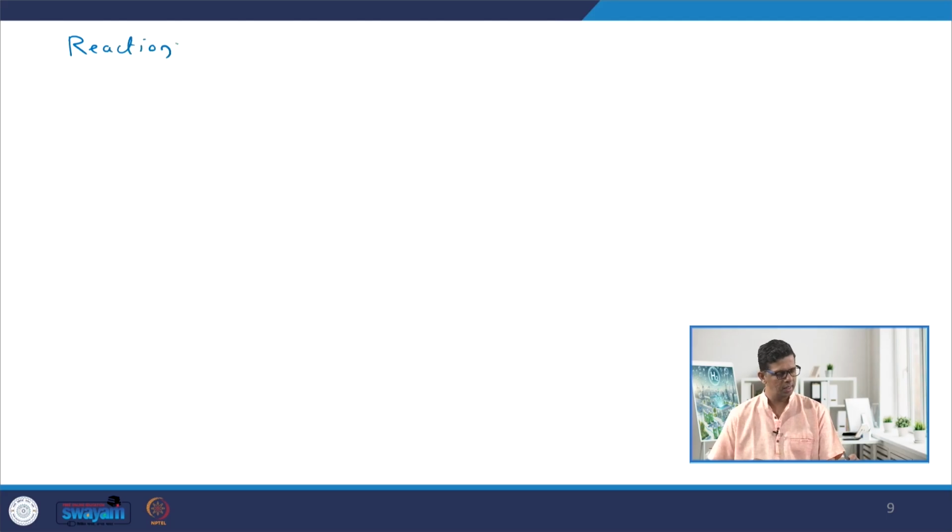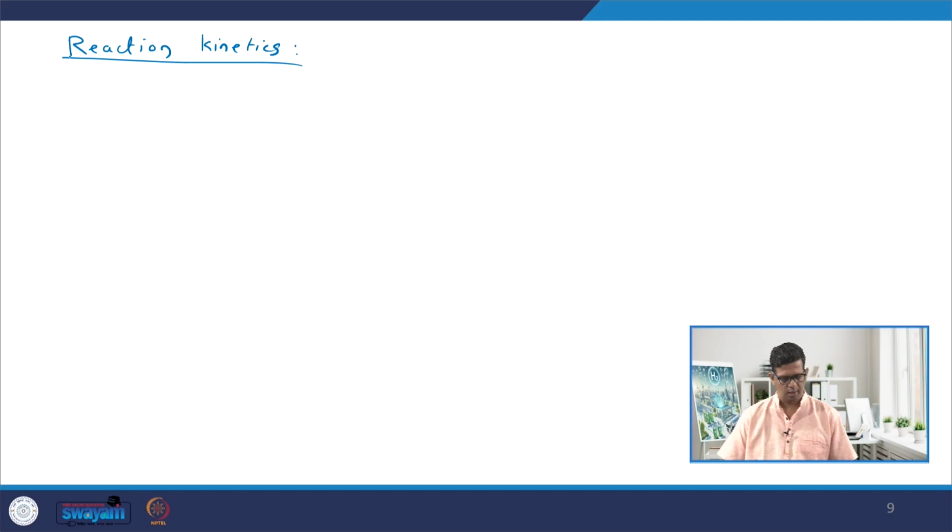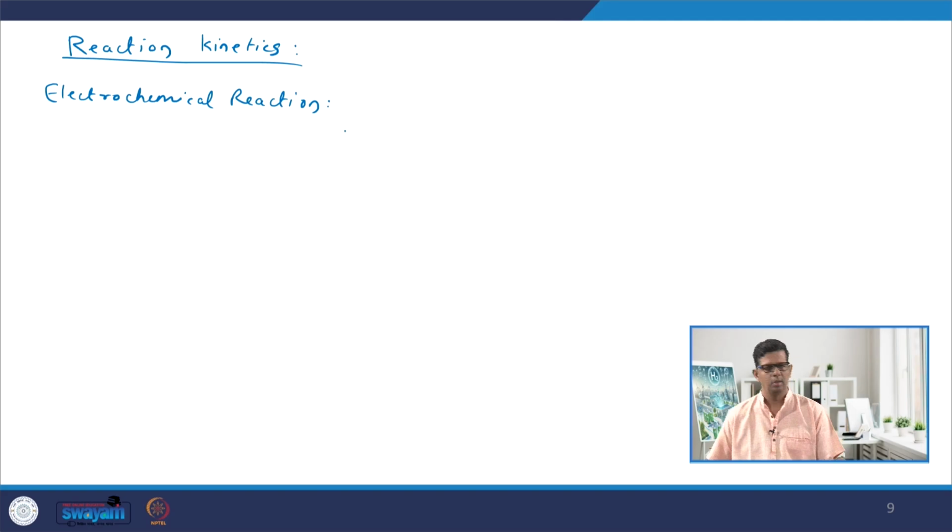It can be fuel cell reaction kinetics or electrolysis reaction kinetics, right. So for that we have to first understand the difference between an electrochemical reaction and a chemical reaction. So what is an electrochemical reaction? It's ultimately the reaction between the electrode and the reacting species.